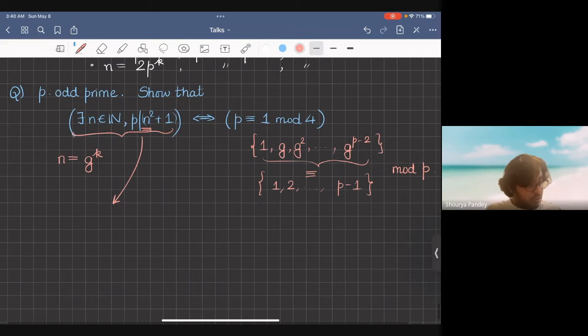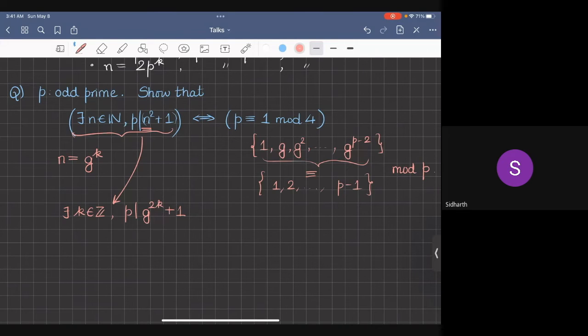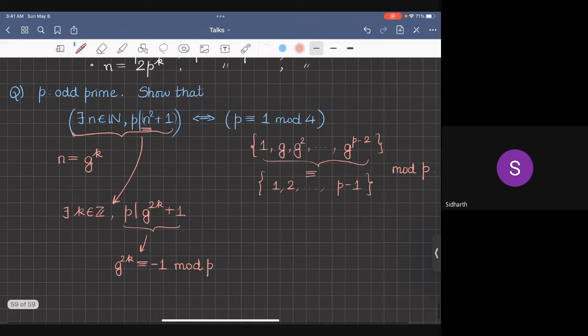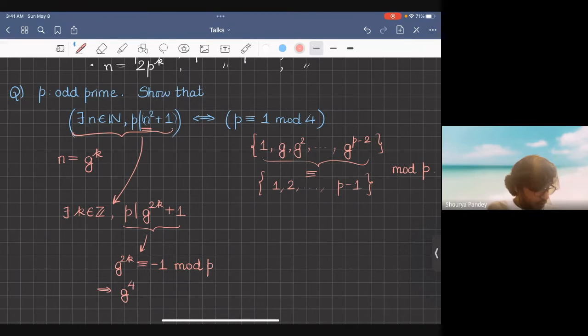What does this translate to? This translates to saying there exists a k, integer or natural, doesn't matter, such that p divides g to the 2k plus 1. And now what? We have G to the 2k congruent to negative 1. So let's simplify this part. It says g to the 2k is minus 1 mod p. So what next? G to the 4k is 1. Okay, great.